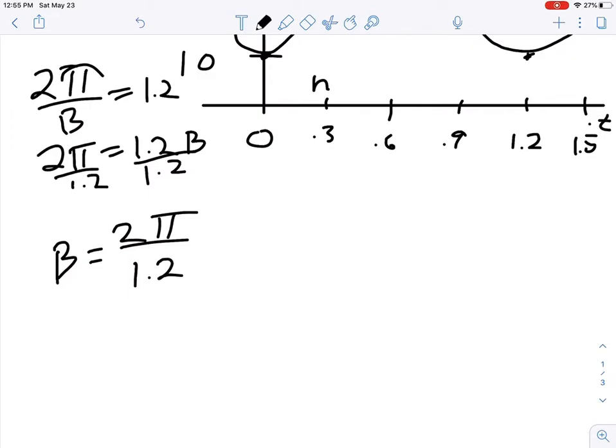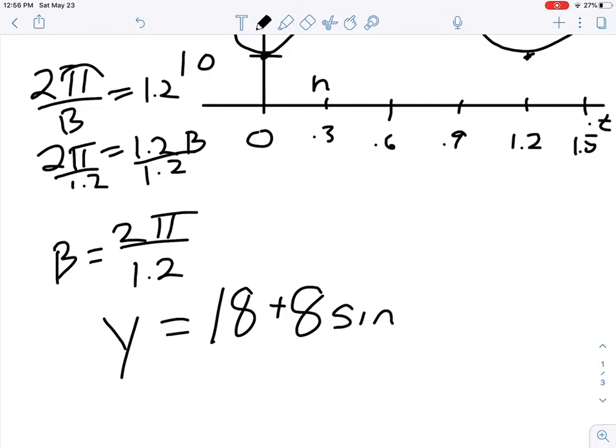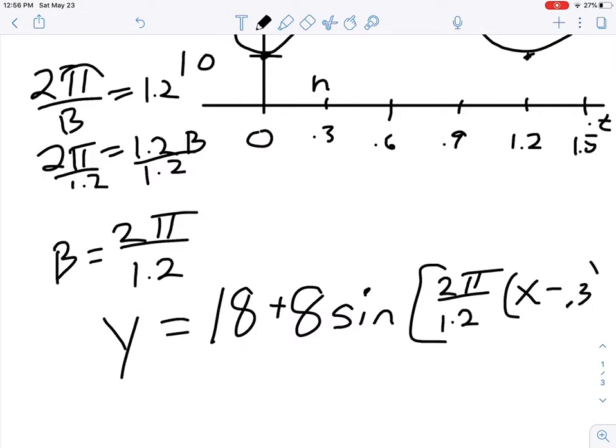All right, so now we have all the information. We've got y equals k, which is 18, plus a, which is 8, the amplitude up and down is 8, times the sine of b, which is 2 pi over 1.2, times (x minus 0.3). And that's our phase shift, h, as well. Okay, so I hope that helps.